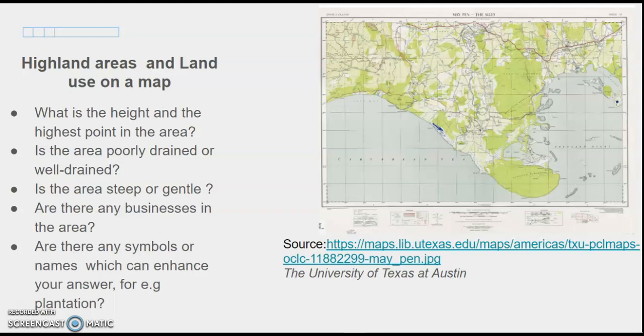Are there any businesses in the area? Are there any symbols or names which can enhance your answer? For example, if you see plantations or hospitals written on your map.